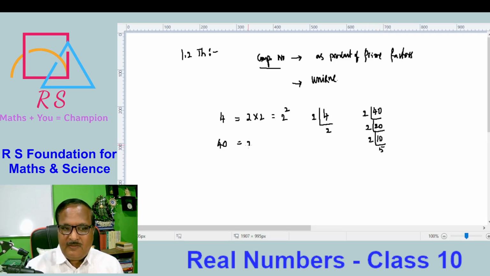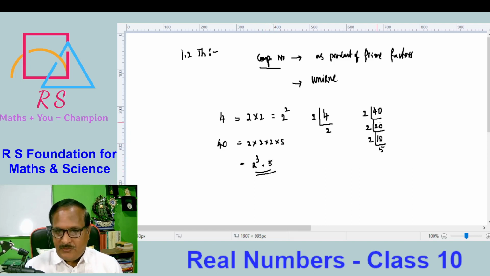So the factors are 2 into 2 into 5. How are you going to write it in exponential notation? We can write it as 2 to the power of 3 into 5 to the power of 1. The power 1 you can write, or you can leave it like that. Sometimes for 40, some people will start from the 5. Yes, 5 is a prime factor. You can take 5 also. So then 8, right? Sorry.